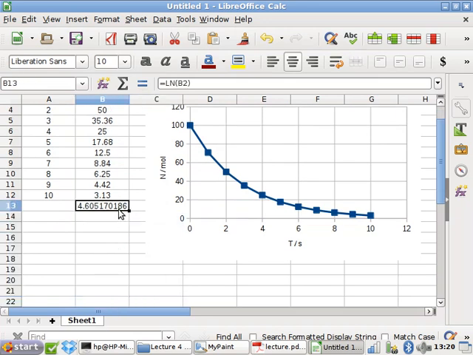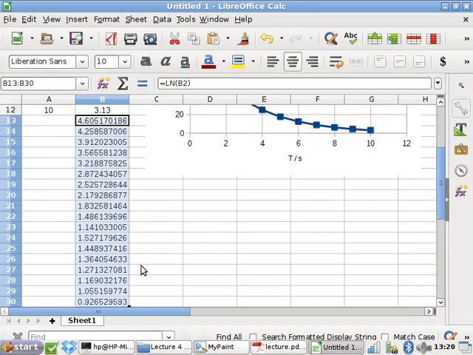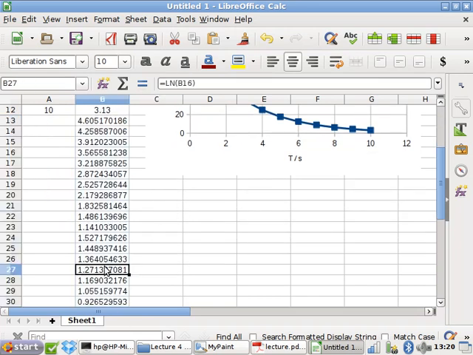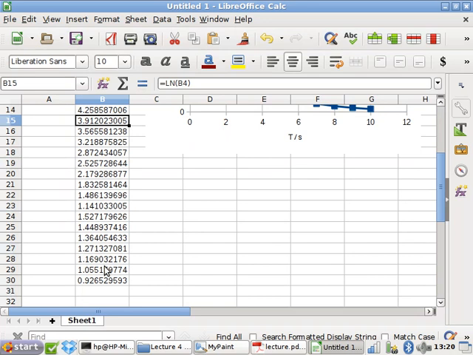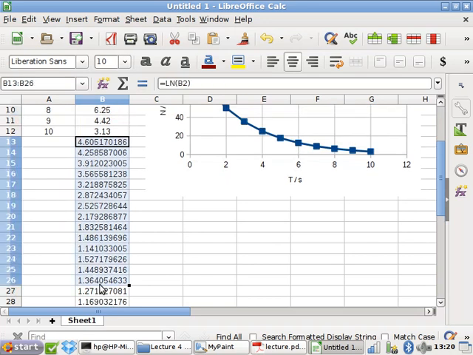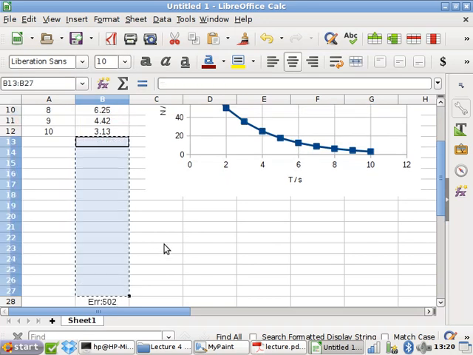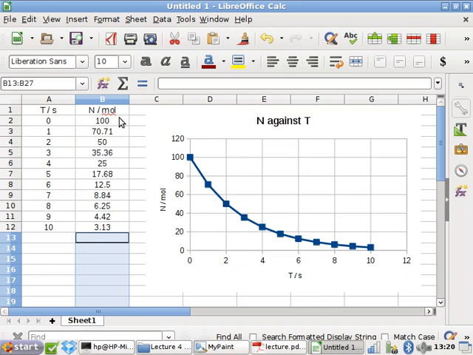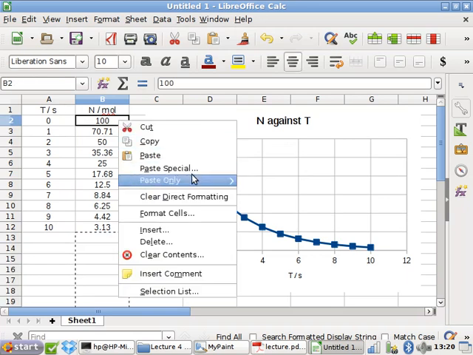Come on. The fudge. That's not right. I have too many. Well, I know. I don't know. Hold on. Paste values.